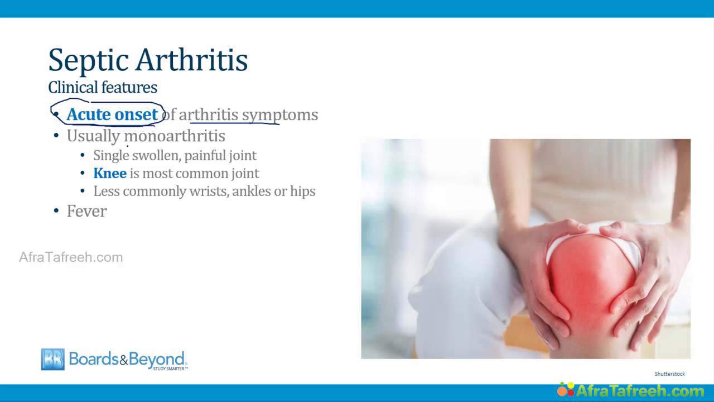Usually septic arthritis is a monoarthritis, so it presents with a single swollen painful joint. The knee is the most common joint to be involved. Less commonly, the wrist, ankles, or hips can be involved. And then patients often have a fever because this is a bacterial infection.